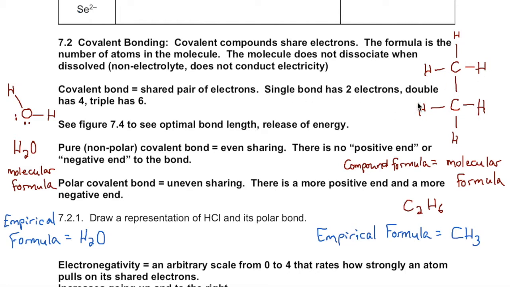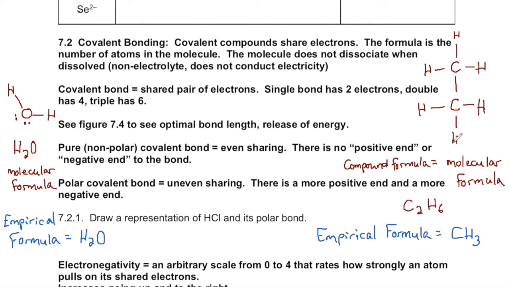These are single bonds that I've drawn here. It's a pair of electrons, two shared electrons. You could have a double bond, which would be 4 electrons being shared, 2 pairs. You can also have a triple bond, which is 6 electrons or 3 pairs of electrons being shared.